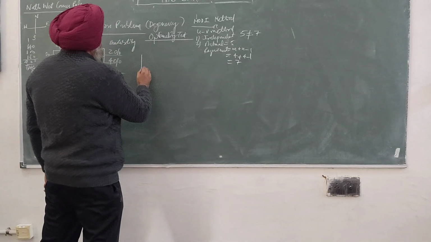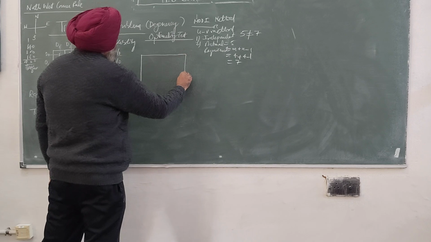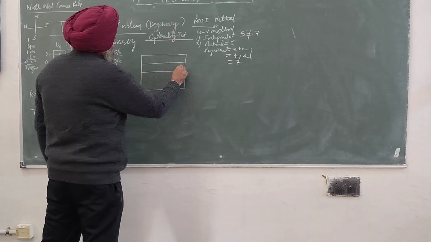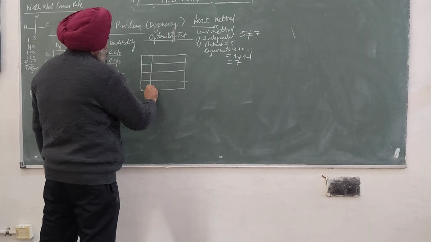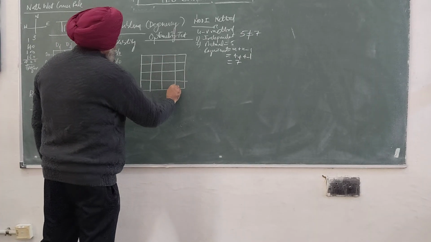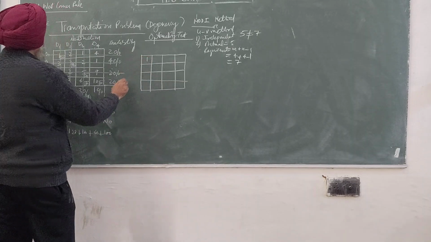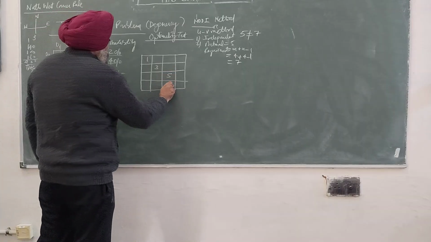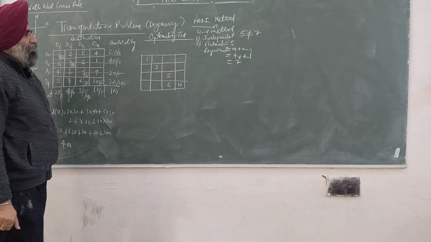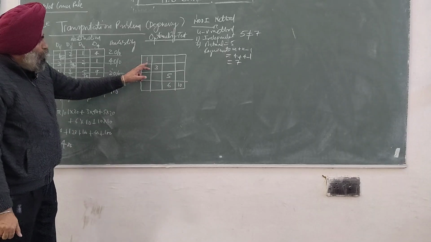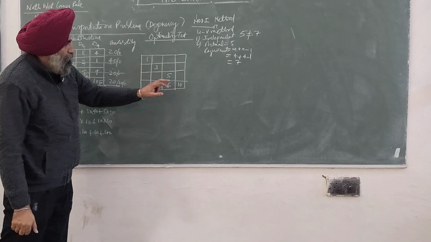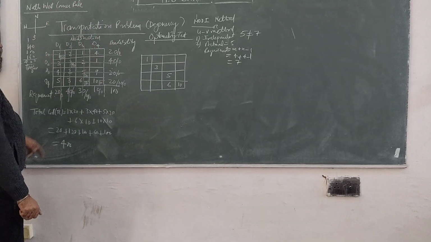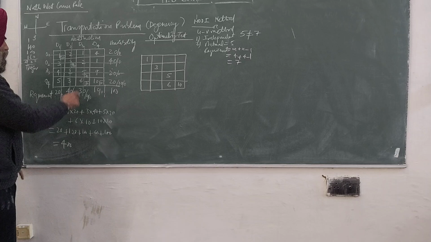How to address it? First of all, make a cost matrix for the allocated cells. When you make a cost matrix for the allocated cells, 1, 3, 5, 6, look here. Now we are left with two more allocations. There are 5, but we require 7. To get the 7, we take the least value.